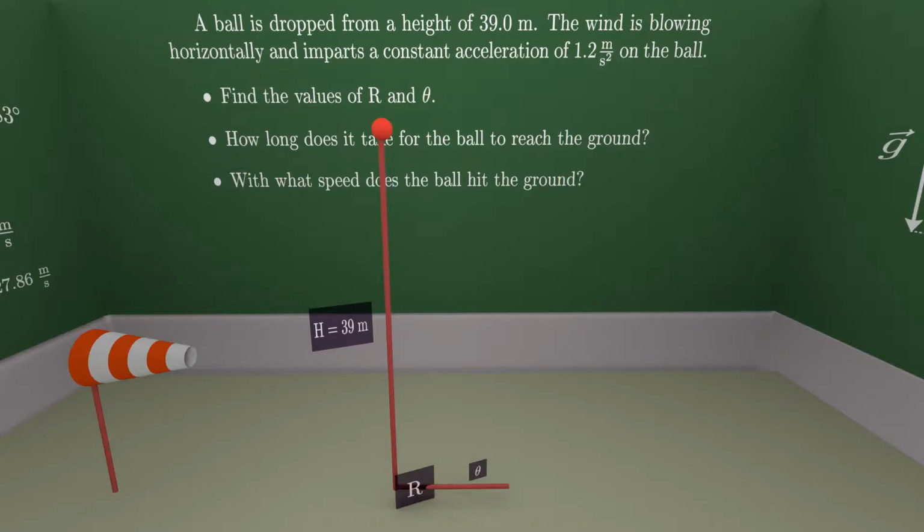Very nice example that can be solved using two-dimensional representation. A ball is dropped from a height of 39 meters. The wind is blowing horizontally and imparts a constant acceleration of 1.2 meters per second squared on the ball. Find the values r and theta.